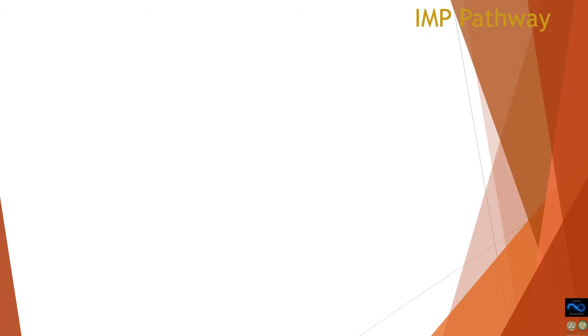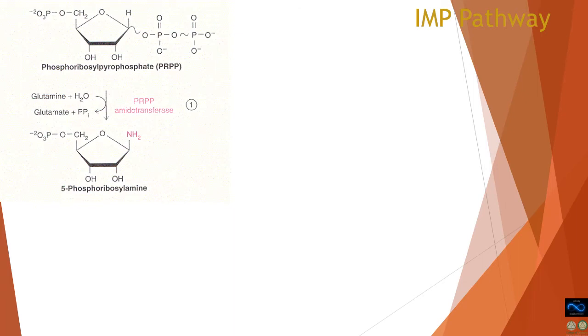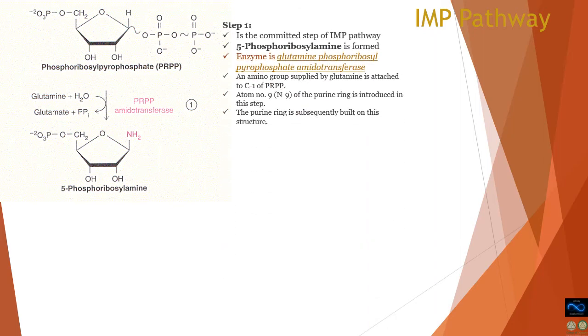The first step of the IMP pathway, which is now the second phase of purine biosynthesis, involves the conversion of PRPP into 5-phosphoribosylamine. Here the enzyme is amidotransferase, which transfers the amino group from glutamine to the C1 of phosphoribosyl pyrophosphate, and it dislodges the pyrophosphate and inserts the amino group. This amino group forms atom N9 of the purine ring. So the subsequent construction of the purine ring is based on this atom from now on.